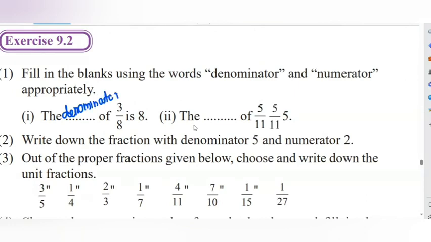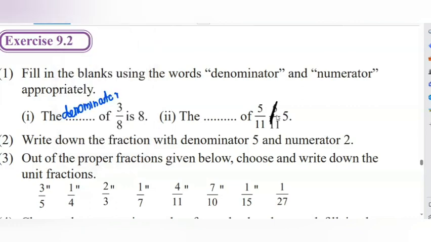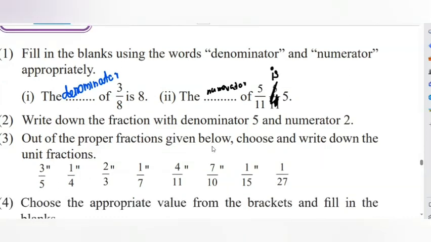The numerator of, sorry, it should be the numerator. This has been used twice here, so it should be "is" the numerator of 5/11 is 5. Write down the fraction with denominator 5 and numerator 2.